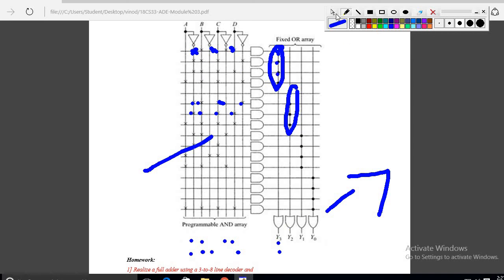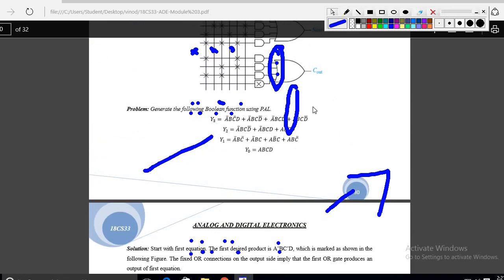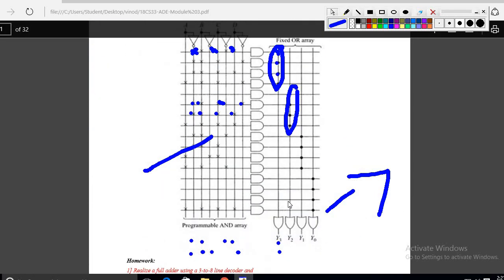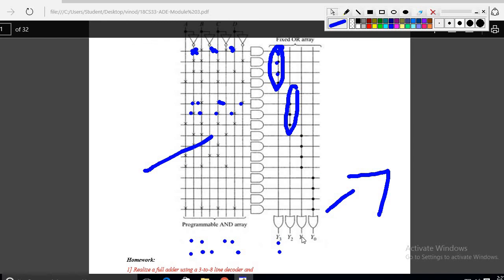So that is your y3. For example, y3 is what? See here: a bar, b bar, c bar, just mark there. A bar, c, d bar, mark, and a bar, b, c, d, mark. Like that you have to mark, and you will get the y3 expression. In the same way y2, y1, y0.